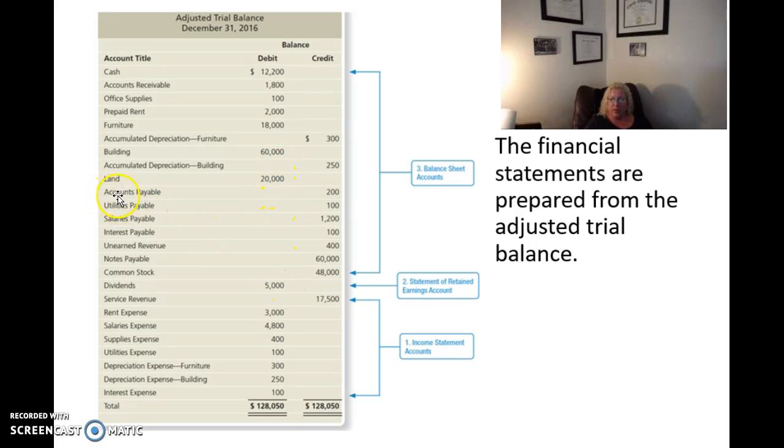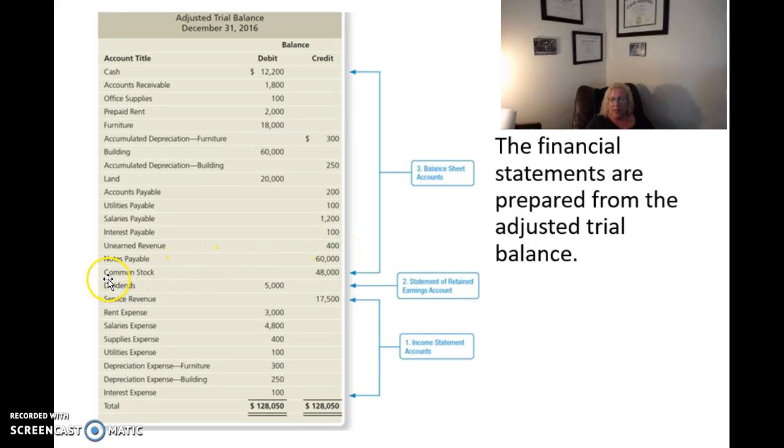And then we have, starting here, our accounts payable, which is our liabilities, utilities payable, salaries payable. Remember, anything that ends in the word payable is a liability. And unearned revenue is a liability. It means that we have collected the money, but we haven't actually delivered the product or the service yet. So we actually owe the customer something. We have to earn the revenue they've already given us. And so in that sense, it is a liability.